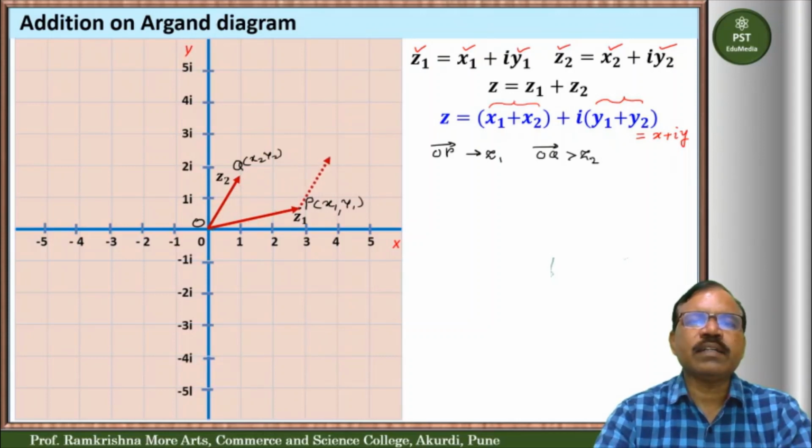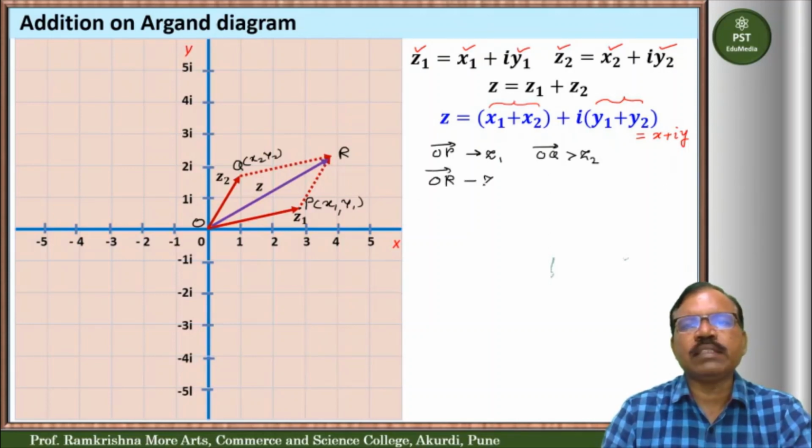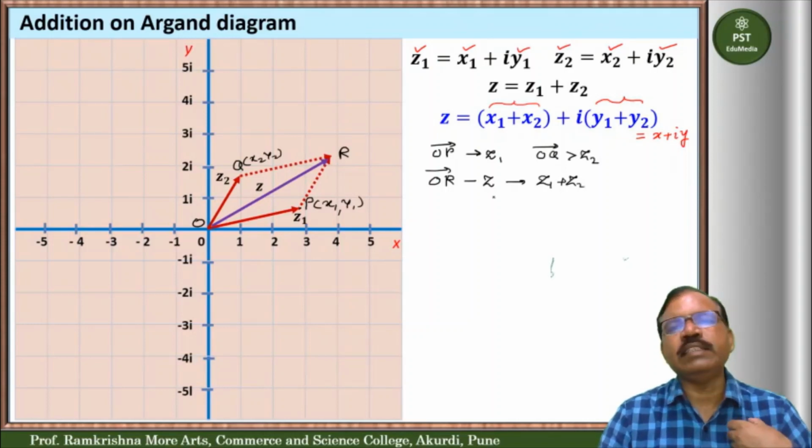Then we take a vector parallel to OP and start from point Q. So we get a parallelogram, and this diagonal of the parallelogram I can call OR. So vector OR represents complex number Z, which is Z1 plus Z2, that is, the addition of two complex numbers.